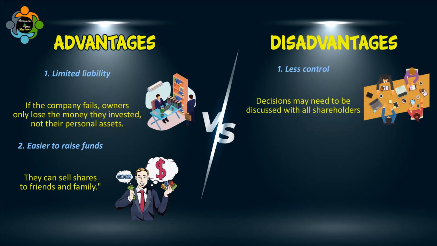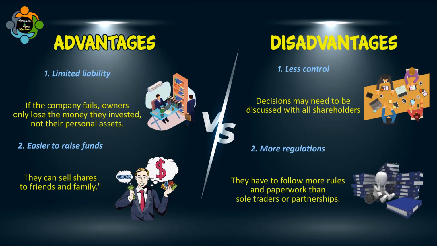Disadvantages. Number 1. Less control. Decisions may need to be discussed with all shareholders. Number 2. More regulations. They have to follow more rules and paperwork than sole traders or partnerships.